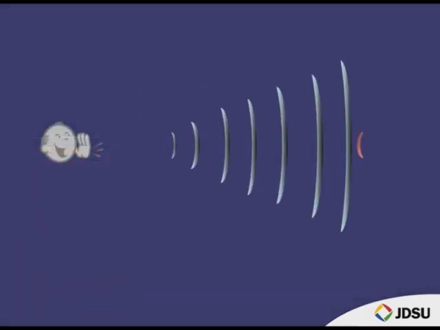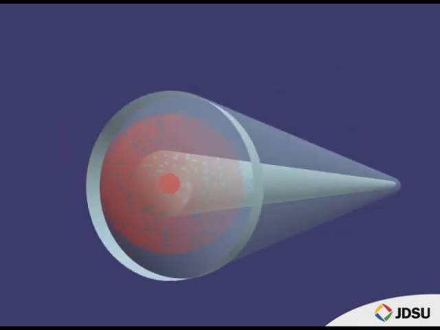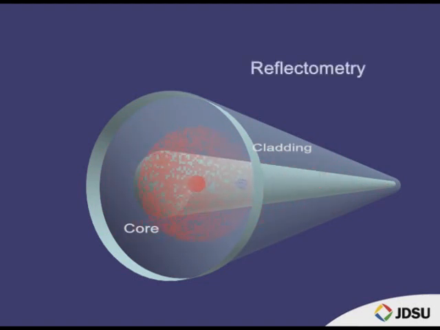We all know about radar. Well, an OTDR operates on the same principle as radar by measuring the speed and power of a reflected signal. Instead of a reflected electromagnetic wave, we are measuring a reflected light wave. In fiber optics, this is referred to as reflectometry.